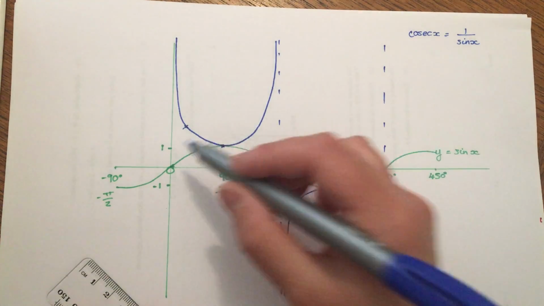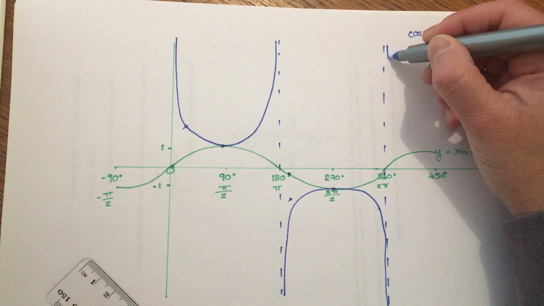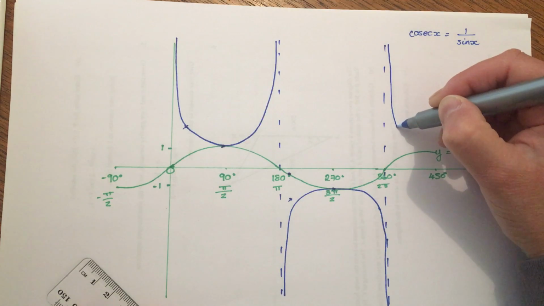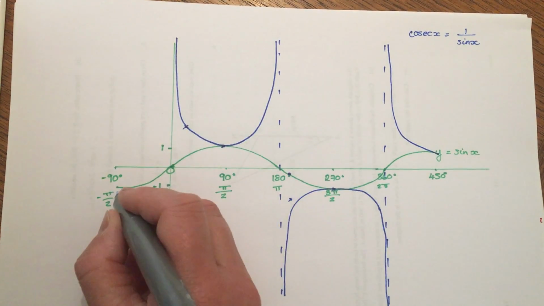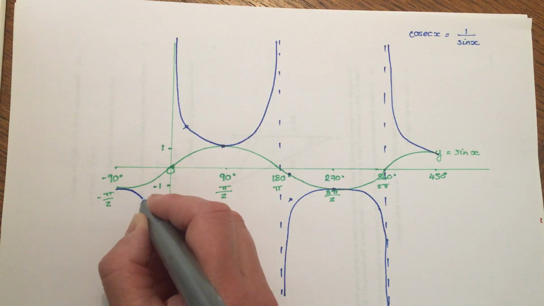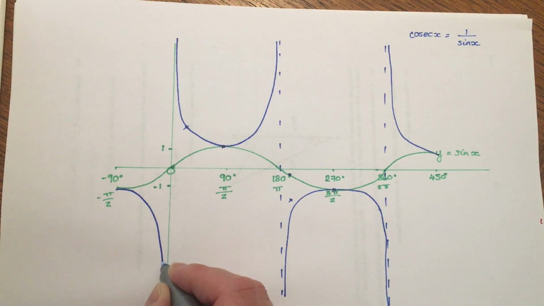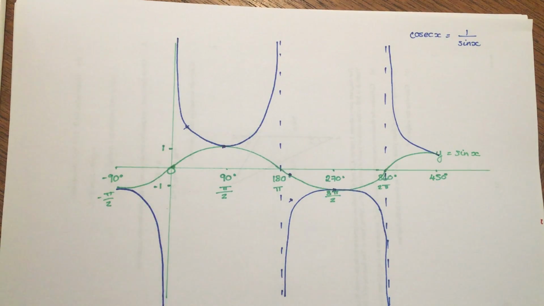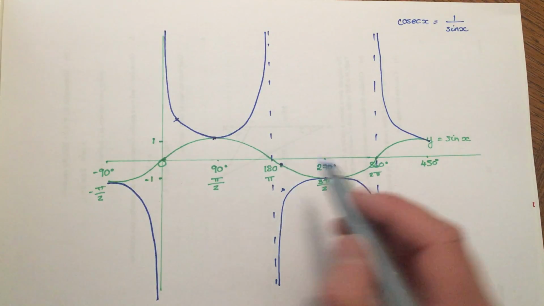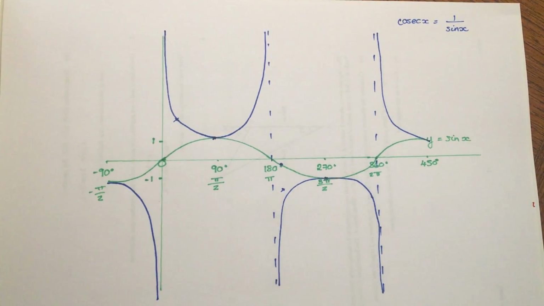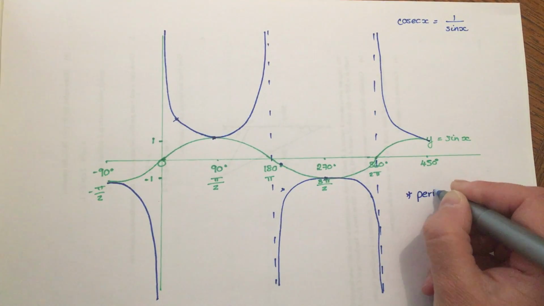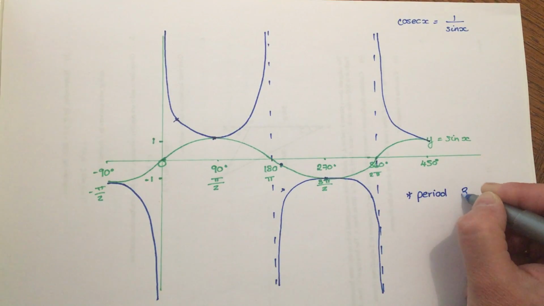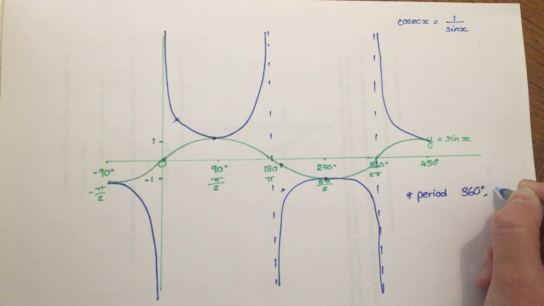And again, this is a repetition of this. So it's going to come in here, cross up 1. This is a repetition of this. So it's going to come in here. So from this graph, you can see that it's periodic in exactly the same way as the sine graph is. Its period is 360 degrees, or 2 pi.